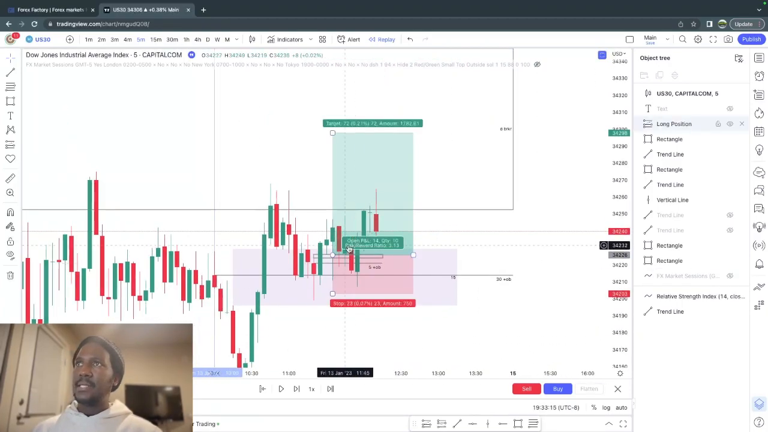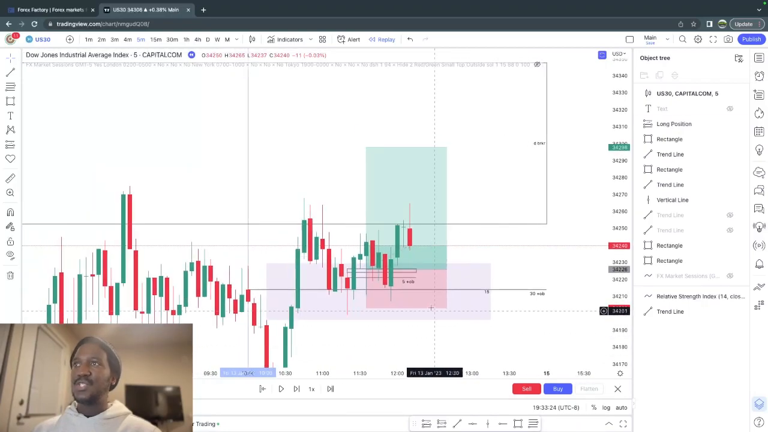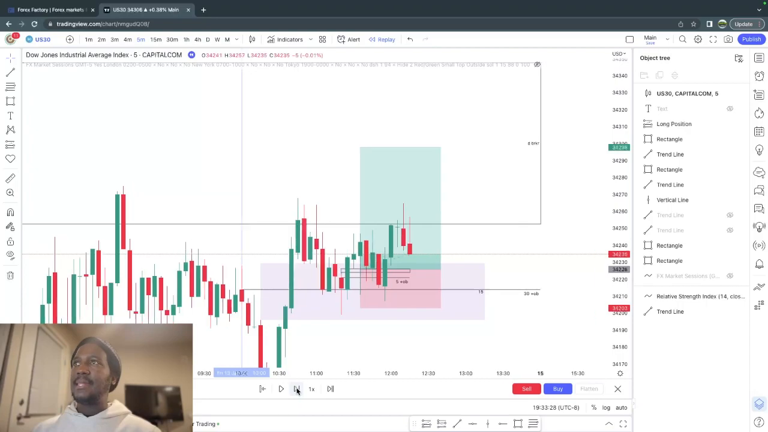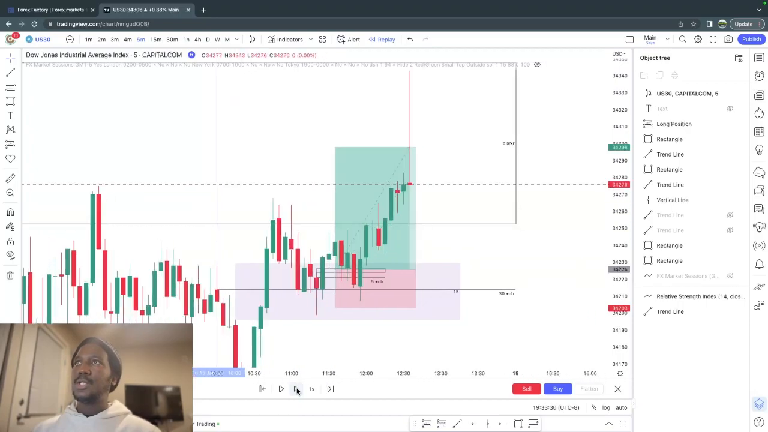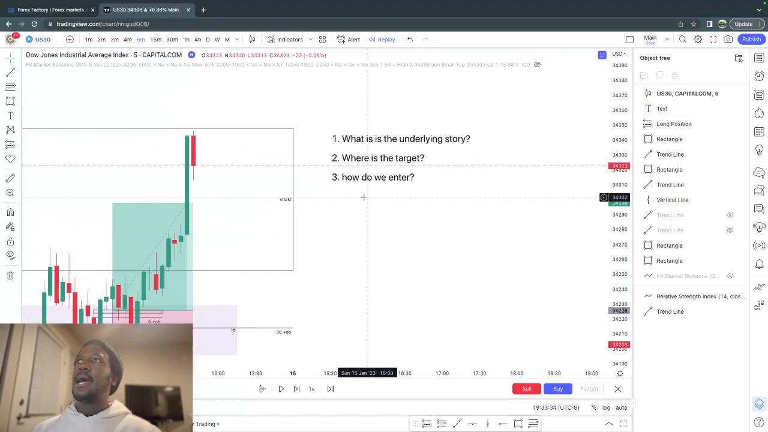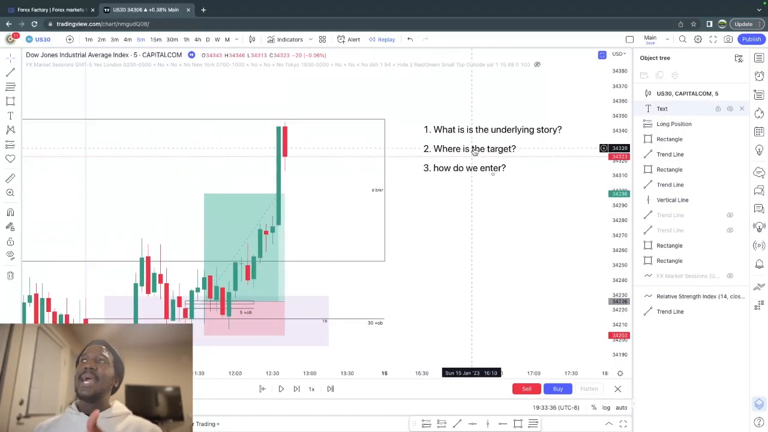The market tagged us in right there, and it played a little bit, went up. I was excited, started coming down, and I was like, oh, we lost this trade. But the moment it got there, it just shot up, and the rest was good news. Now the other question we haven't answered is, where is the target?